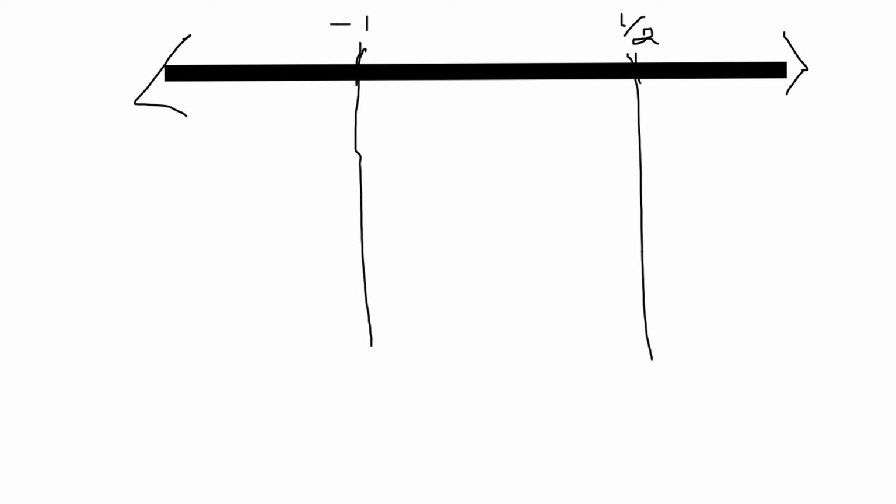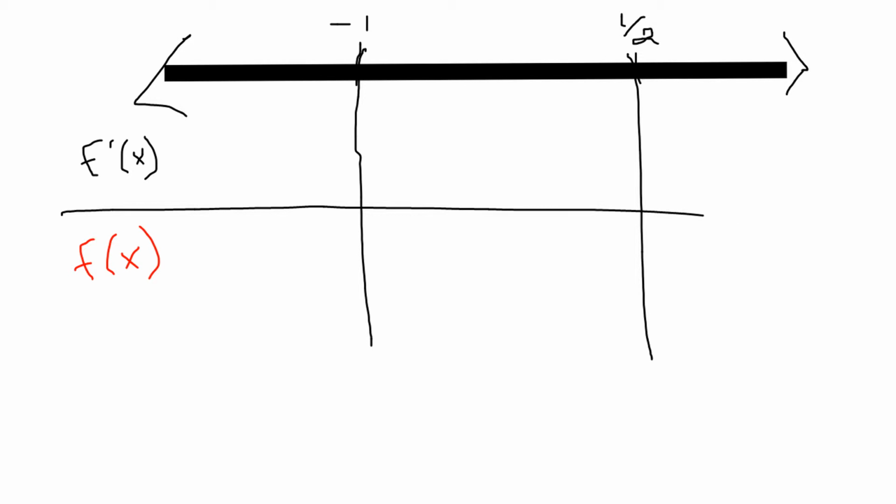Once we have the critical points, we need to continue doing the first derivative test. So we're going to make a number line like this, and we're going to put -1, which was one critical point, and 1/2, which was the other critical point. And then we know that we'll have our f prime of x, which will help us to solve our f of x.